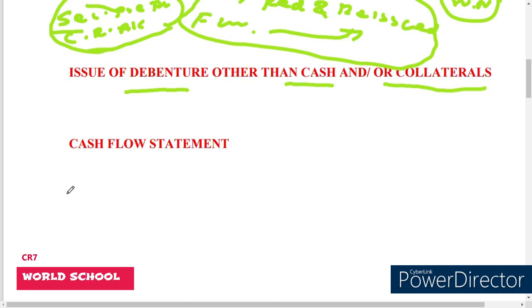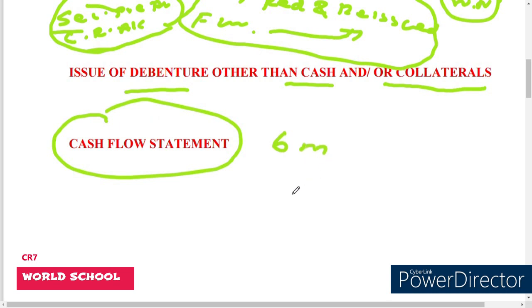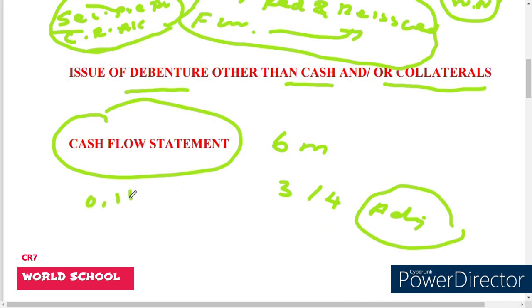Next one is the cash flow statement. Definitely a 6-mark question will come, that too with 3 to 4 adjustments. It is my guess, but more than 4 adjustments will not come, I think. You are well aware of the operating, investing and financing activities of cash inflow and outflow, that too before extraordinary items. Be very clear about that and about working capital changes. With working notes, that is mandatory. Working notes are mandatory.